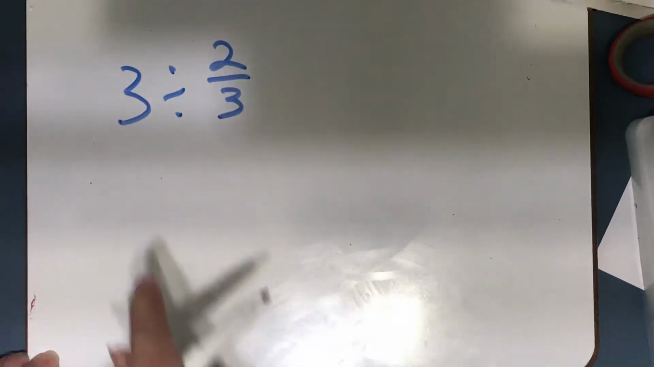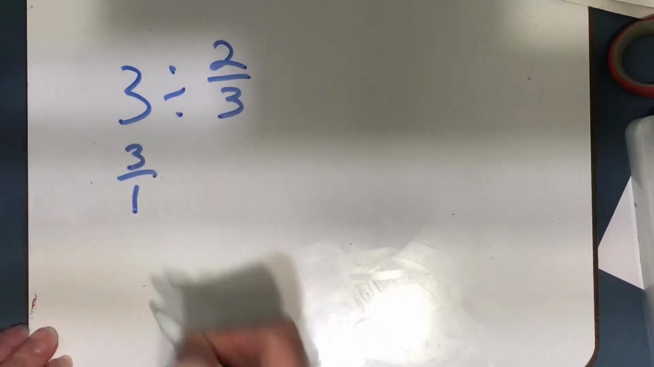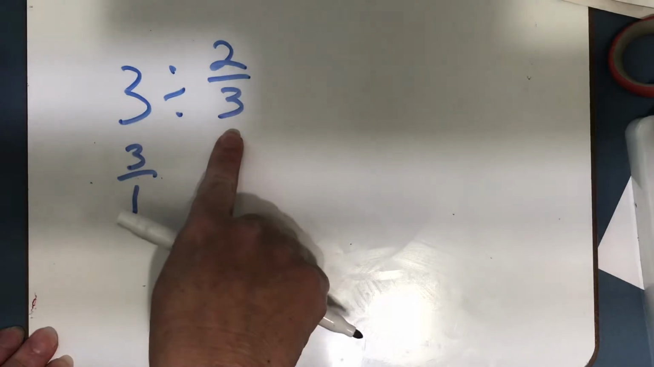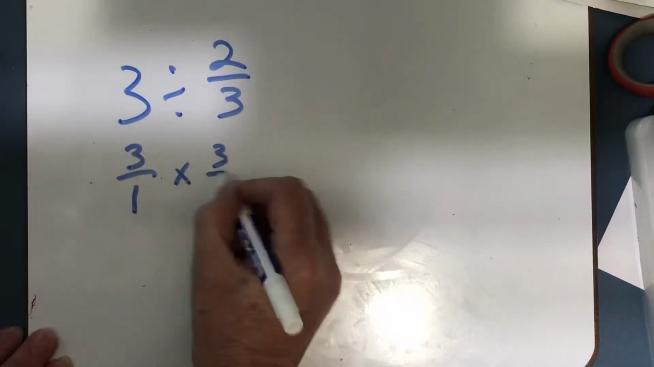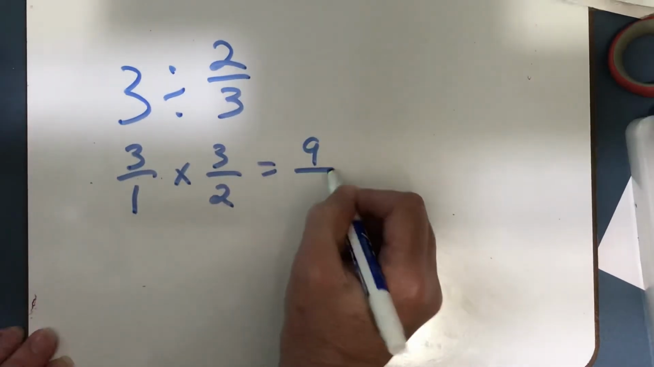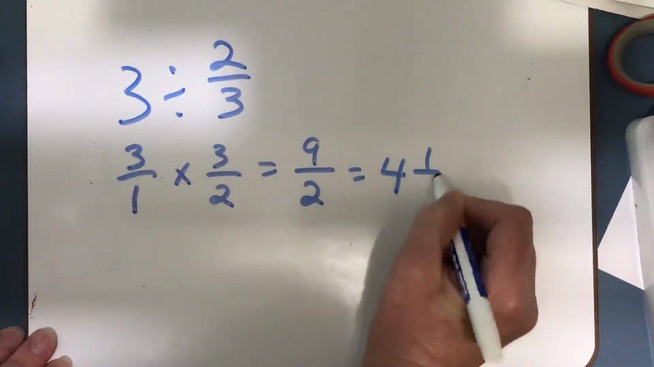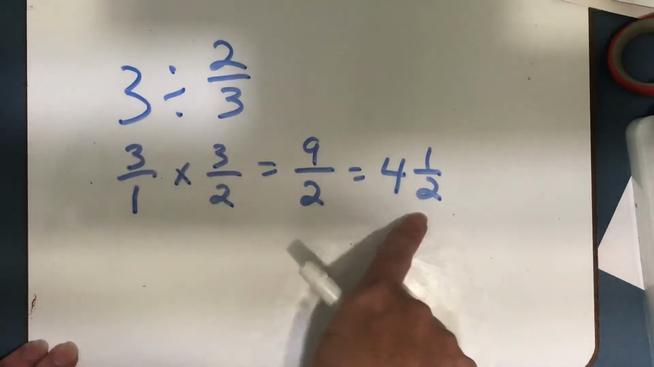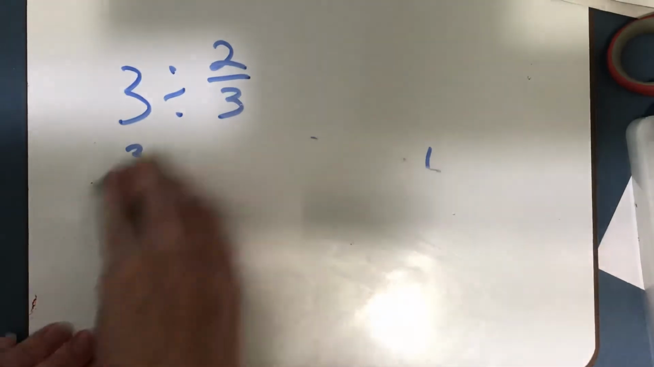First step, rename the whole number as a fraction. So 3 over 1. Second step, multiply by the reciprocal of the divisor. So the reciprocal of 2/3 is 3/2. And then I multiply. 3 times 3 is 9. 1 times 2 is 2. 9/2, which equals 4 1/2. That means in 3 wholes, I have 4 1/2 sections of 2/3. So the quotient is 4 1/2.